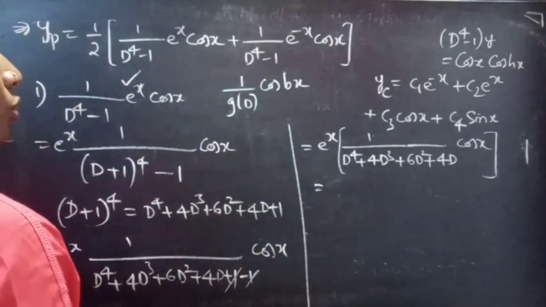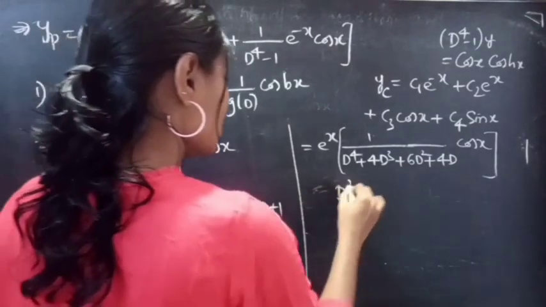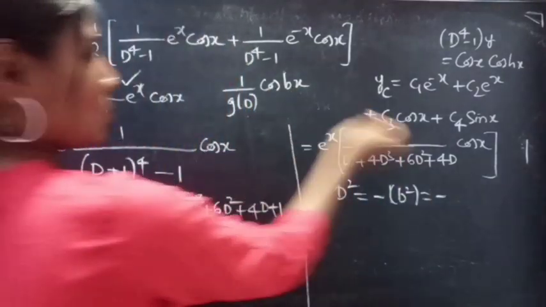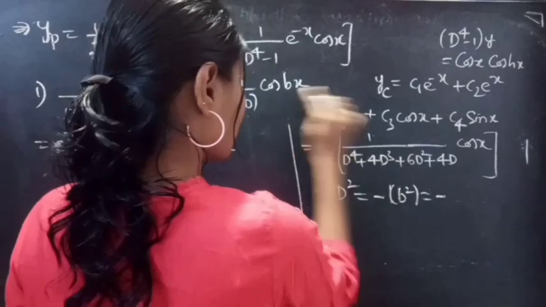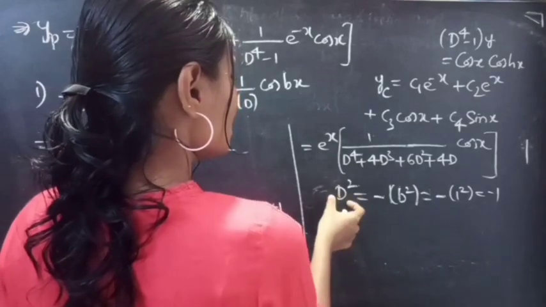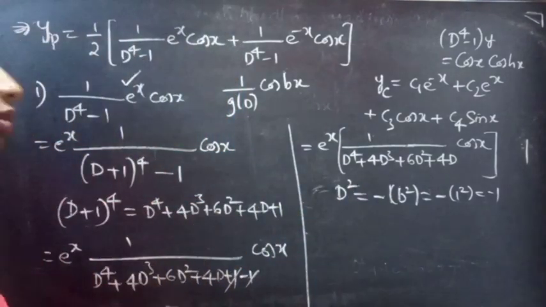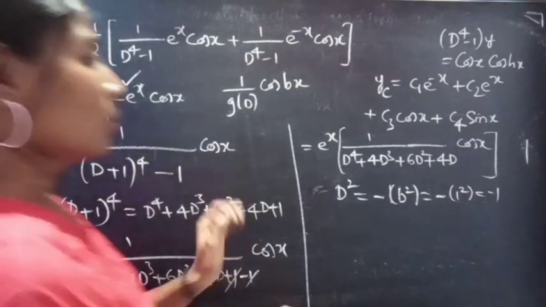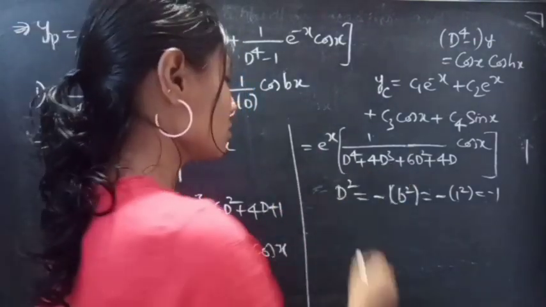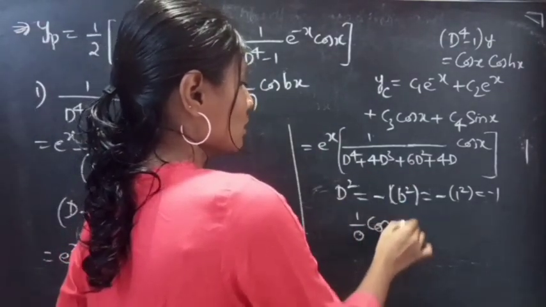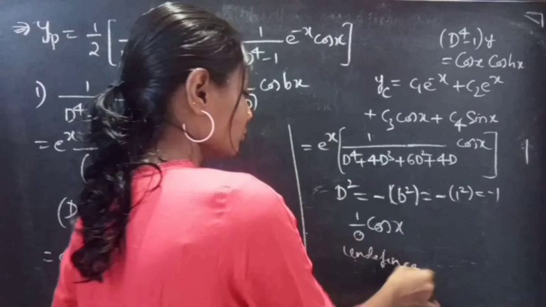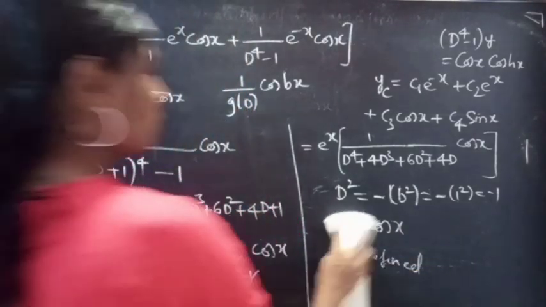So here we are going to find d square, which is given by minus of b square. Just compare cos bx with cos x, and for b equals 1 we'll get minus of 1 square, which equals minus 1. So we have to replace d square by minus 1 in the denominator, keeping in mind that the denominator must be non-zero. What happens if the denominator is 0? We'll get 1 by 0 into cos x. Since 1 by 0 is undefined, the total term becomes undefined, right? So the denominator must always be non-zero.